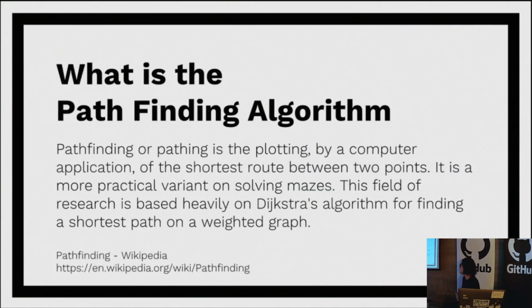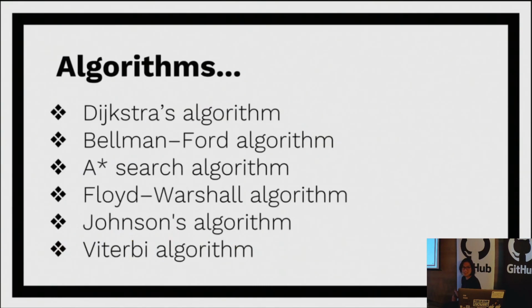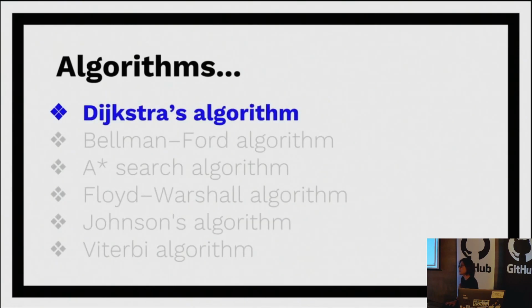So, some definitions. What is the pathfinding algorithm? The pathfinding or pathing definition from Wikipedia is too long, so in short, it finds the shortest route between 2 points. That's a pathfinding algorithm. There are a bunch of algorithms in the world, and I'm going to talk about Dijkstra's algorithm because it's a very basic algorithm and good for beginners to understand.